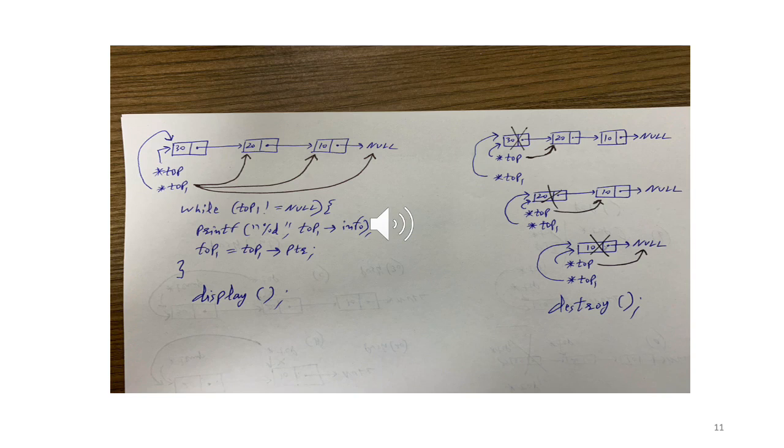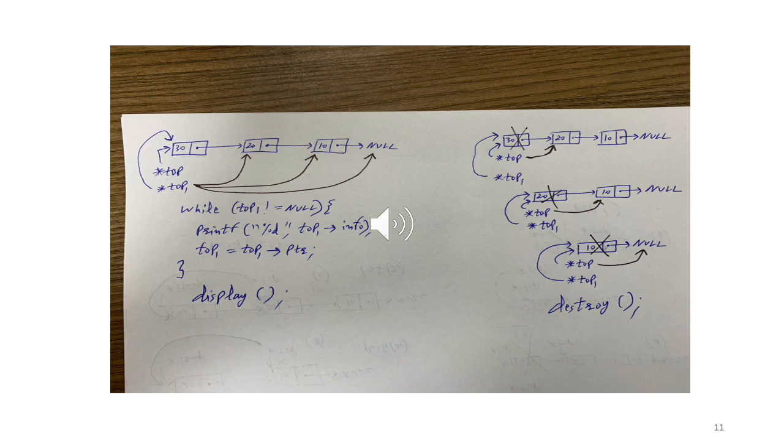And then top one is top one arrow PTR. So top one arrow PTR will contain the starting memory location of the node with info 20. It becomes a new top one, and now top one points to the node with info 20. Again, top one is not null. Printf top one arrow info, printf 20. Top one is top one arrow PTR. Top one arrow PTR now is the starting memory location of the node with info 10.